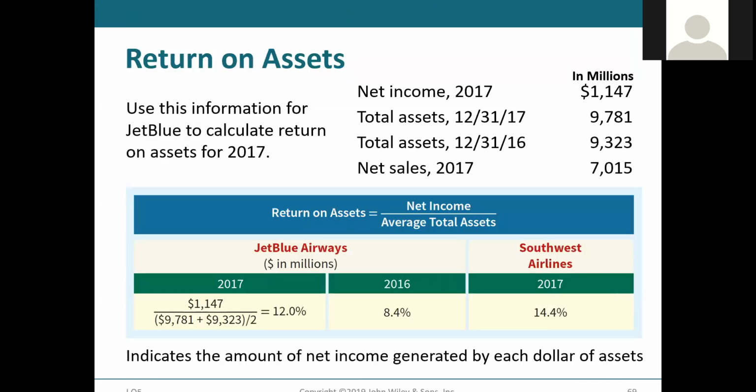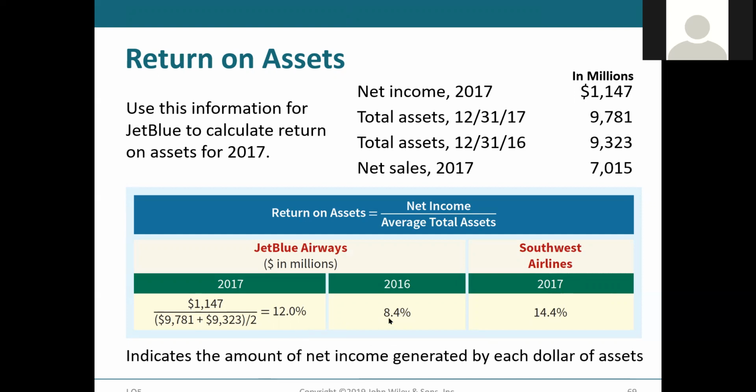And then there's a couple of metrics we're going to talk about. Net income divided by average total assets. Average total assets is whatever the assets were at the beginning of the year, plus what they were at the end of the year, divided by 2. We're going to take that number and divide it into the net income. And JetBlue Airways in 2017 had a 12% return on assets.